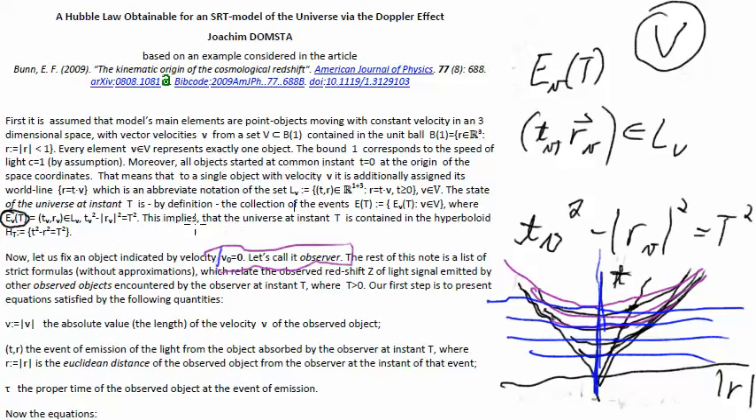He goes on to say, this implies that the universe at instant t is contained in the hyperboloid H sub capital T, the set where t squared minus r squared equals capital T squared. I'm not sure why he uses implies. It seems almost a repetition of what he said here, t sub v squared minus... Oh, no, it is different.